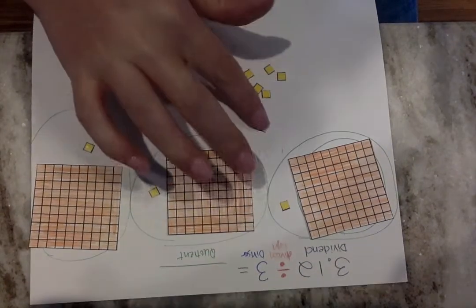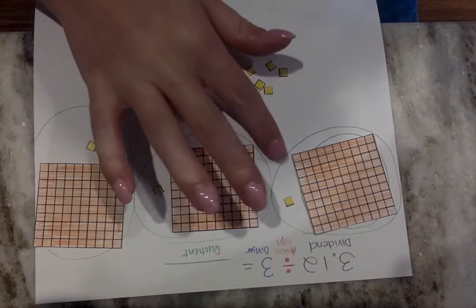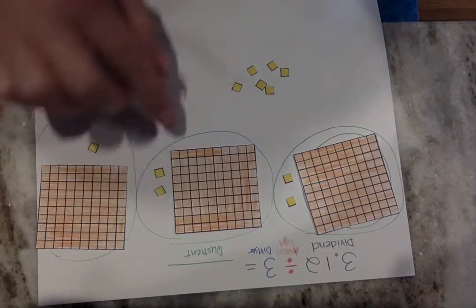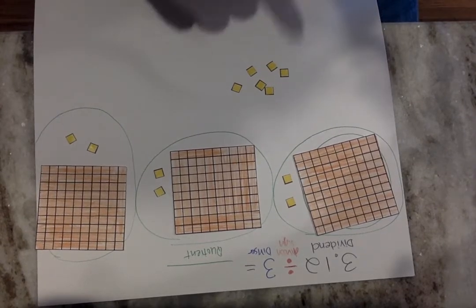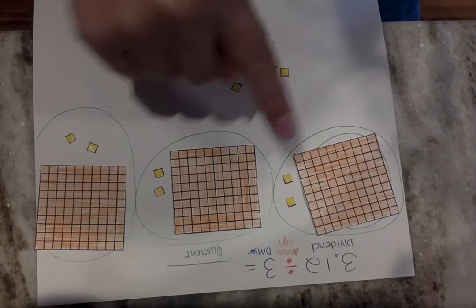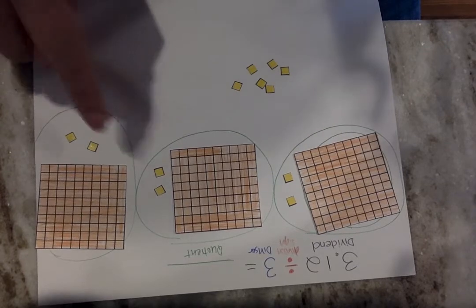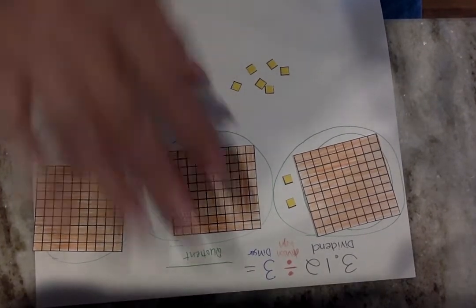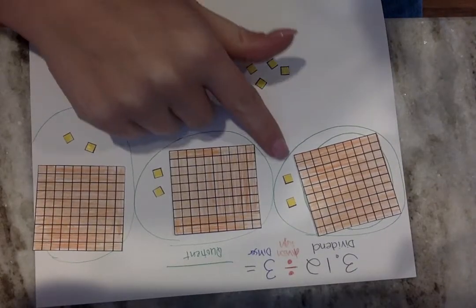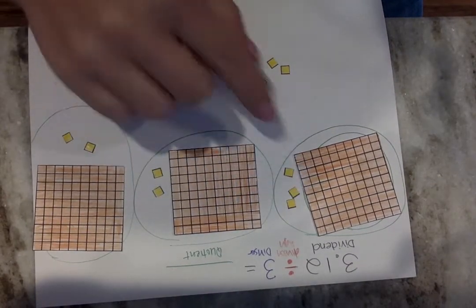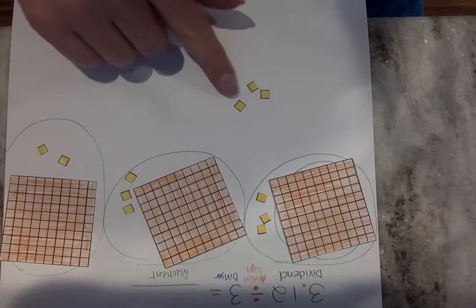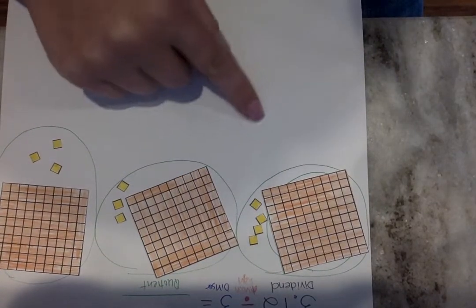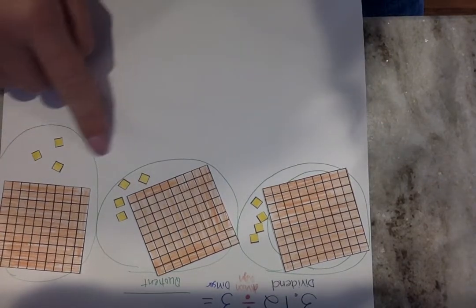I'm going to do it again. Uh-oh, that one flipped. 1, 1, 1. Each group has 1 whole and 2 hundredths in it. I've got more down here though that I have to do. So I've got that one, and that one, and I've got 3 more down here. So it looks like these are going to split evenly into 3 groups.